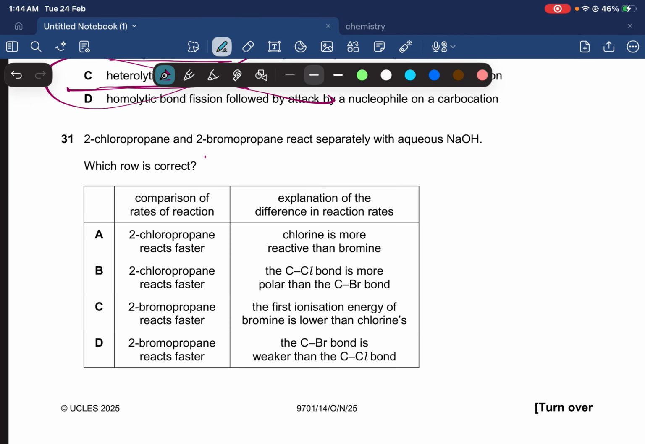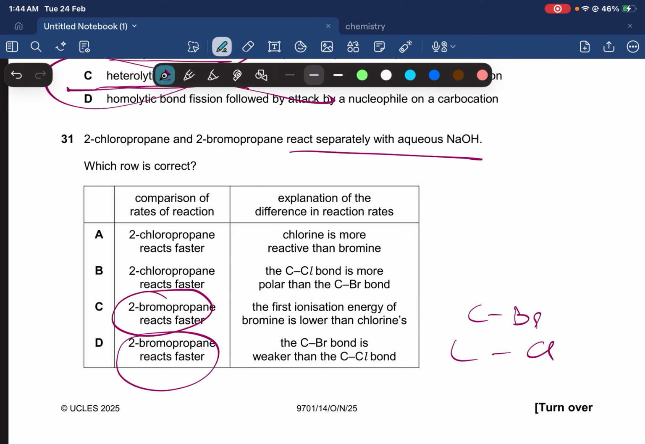2-chloropropane and 2-bromopropane react separately with aqueous NaOH, which shows comparison of the rate. Bromo is going to react fast because the carbon-bromine bond is weaker than the carbon-chlorine bond. So it's going to break more quickly. Explanation: the CBr bond is weaker. Yeah, that's correct.